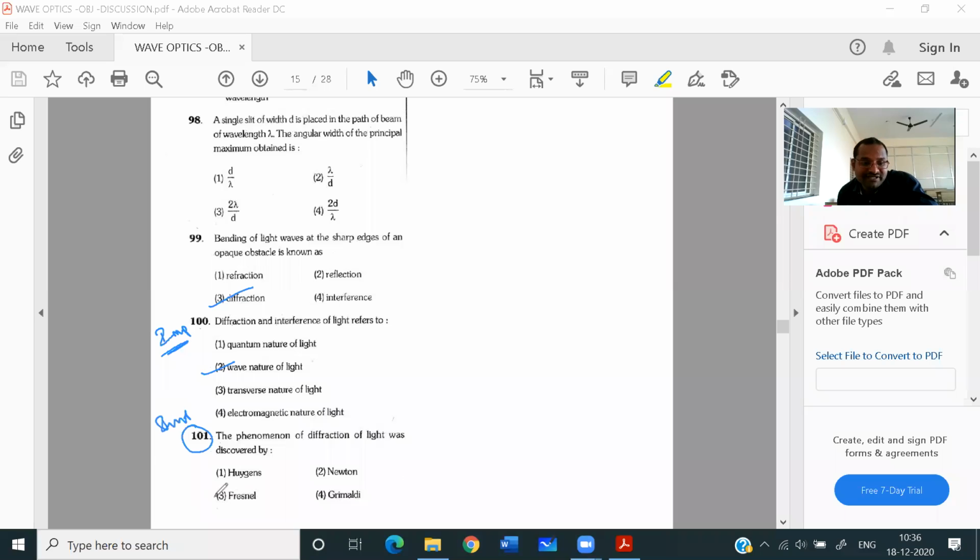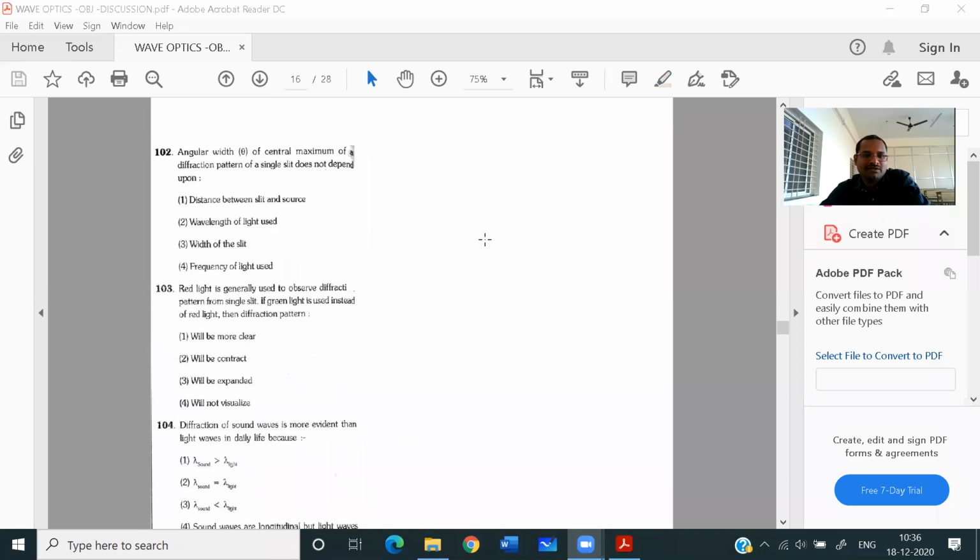Students will think that it is Fresnel. Fresnel is wrong. It was discovered by the scientist Grimaldi, whereas later on Fresnel proved it. Remember the name of the scientist, Grimaldi. Okay. Next, 101 is over. Next, 102.